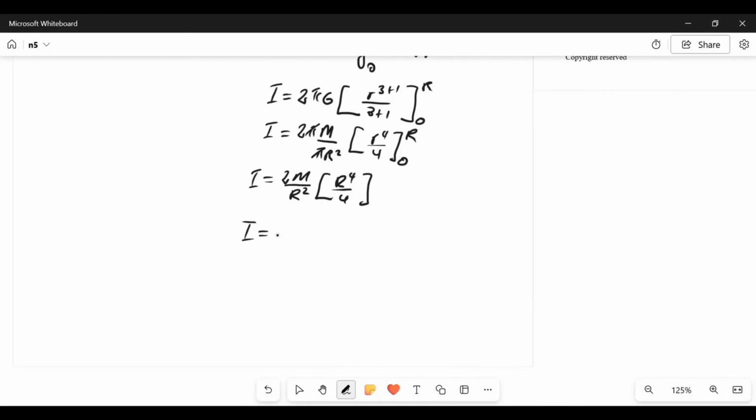Now I is going to be the following. Let's not forget we have r squared and r to the power of 4 there, and we have 2 divided by 4. We'll be left with mr squared divided by 2. So here, this is our final answer, guys. Right, this is how they wanted us to do this question.